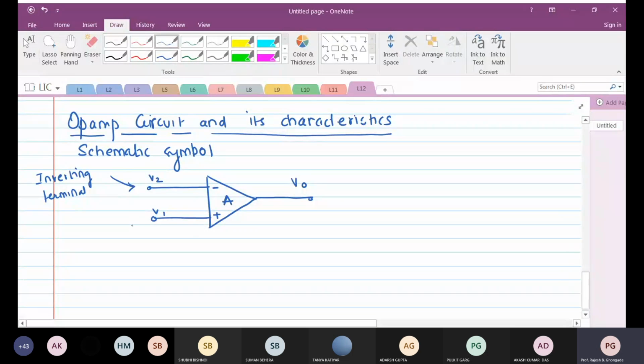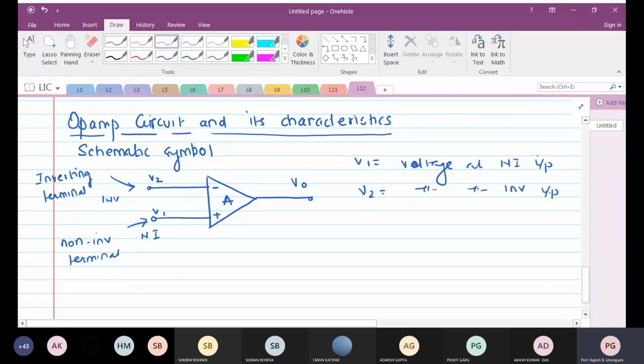So this is the inverting terminal, called as the inverting terminal. This will be the non-inverting terminal. In short, we'll always call this as INV and this as non-inverting NI. Here, V1 is the voltage at non-inverting input. V2 is voltage at inverting input. VO is output voltage.